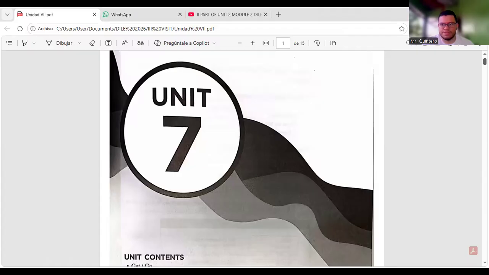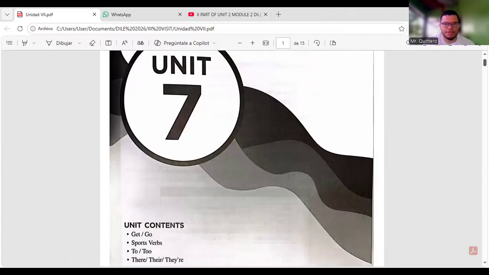For today, we're going to discuss this unit's number 7. Vamos a discutir lo que es la unidad número 7. Y ustedes van a ir trabajando el libro y completando las páginas que faltan de la unidad número 7. So here we have the first topic for today about the unit number 7.